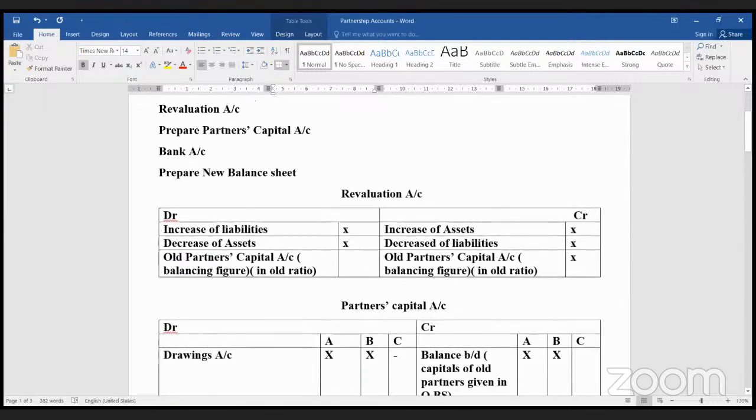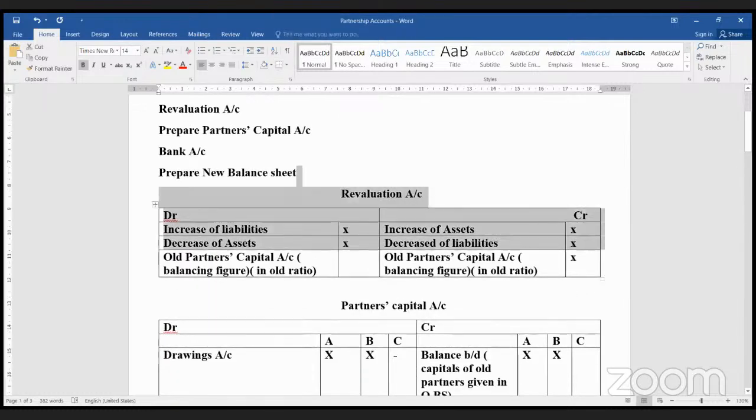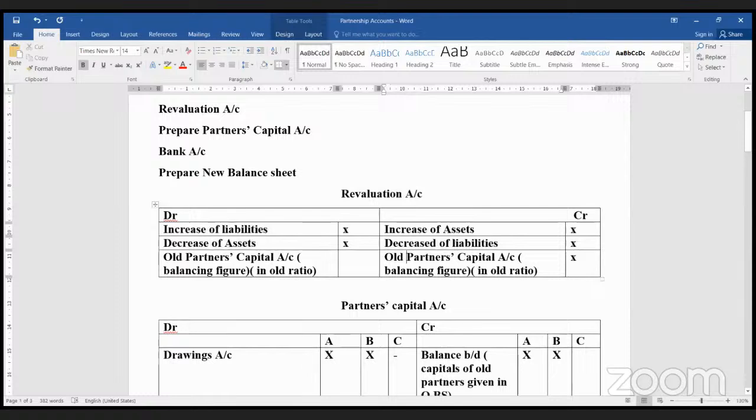See, revaluation preparation is as it is. Only the thing is, in retirement or death of the partner, you will distribute the revaluation balance to all the partners. Understood? So what is the difference? Preparation of revaluation is the same. Only one difference here: in admission you distribute the revaluation profit or loss only to old partners, but in retirement you distribute it to all the partners that are there in the question.